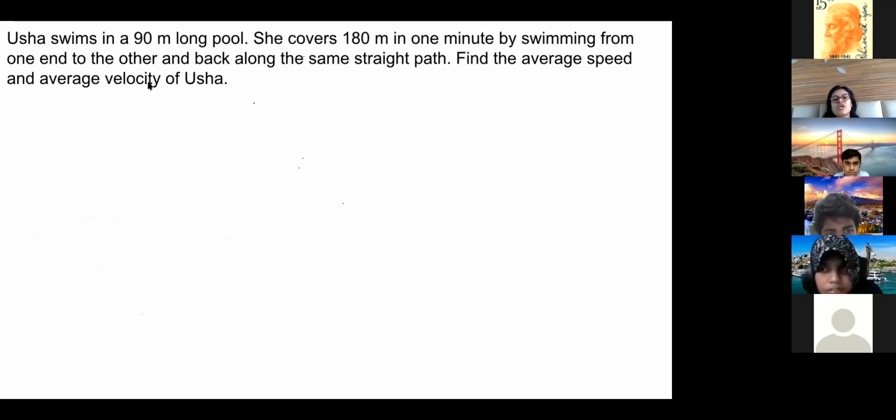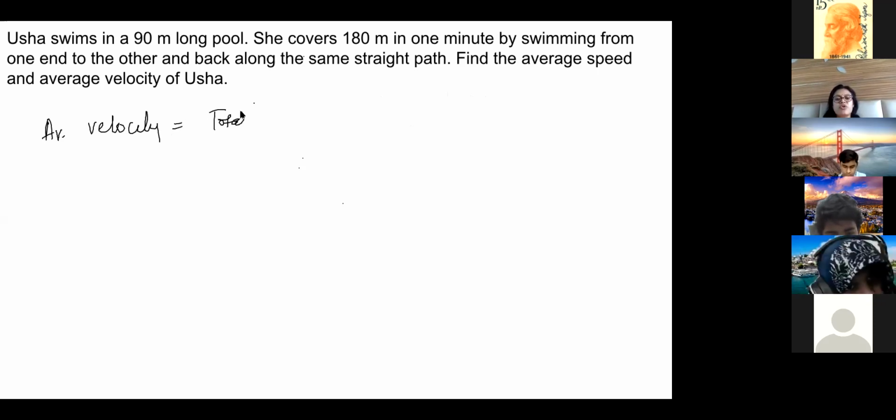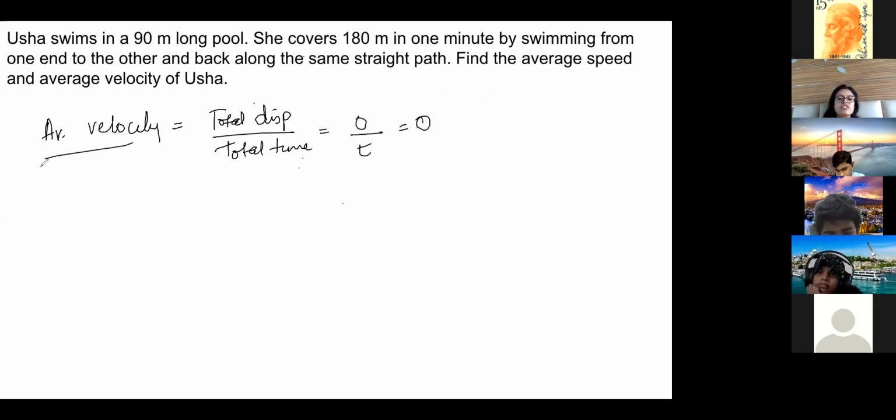Okay. Now, what is the total displacement? When you are going and coming back to the same point, what is the displacement? Do you remember? The displacement would be 0. Correct. Very good. So in that case, average velocity will also be 0. You can directly write that the average velocity is 0, because average velocity is equal to total displacement upon total time. Now when the swimmer comes back, the displacement is 0. So 0 upon total time, whatever time it is, you will get 0 only. So the average velocity is 0.